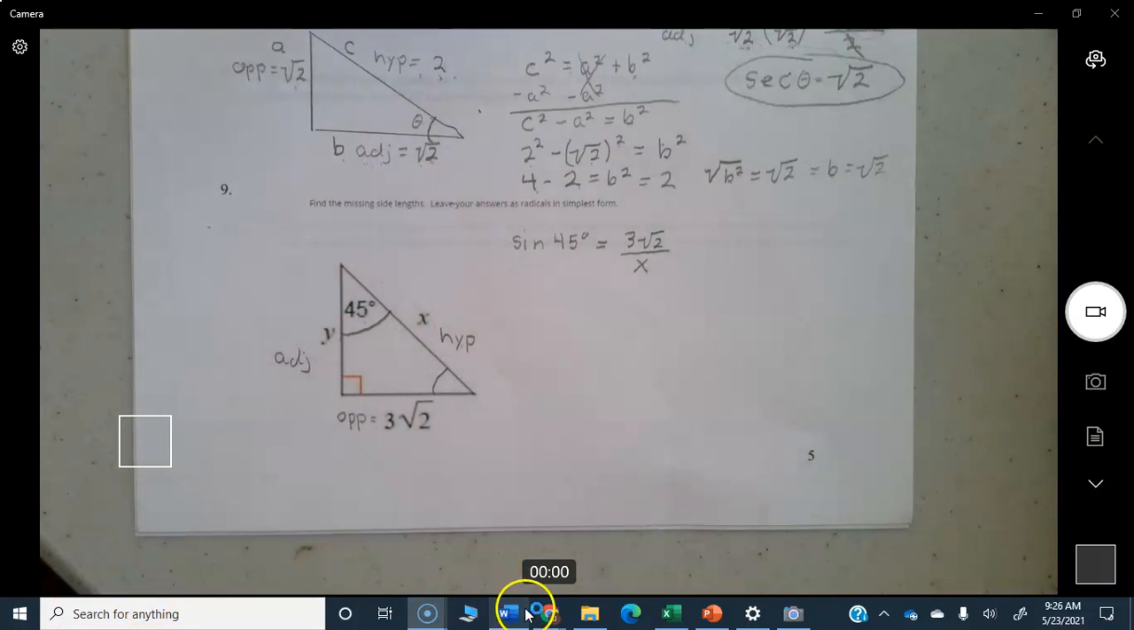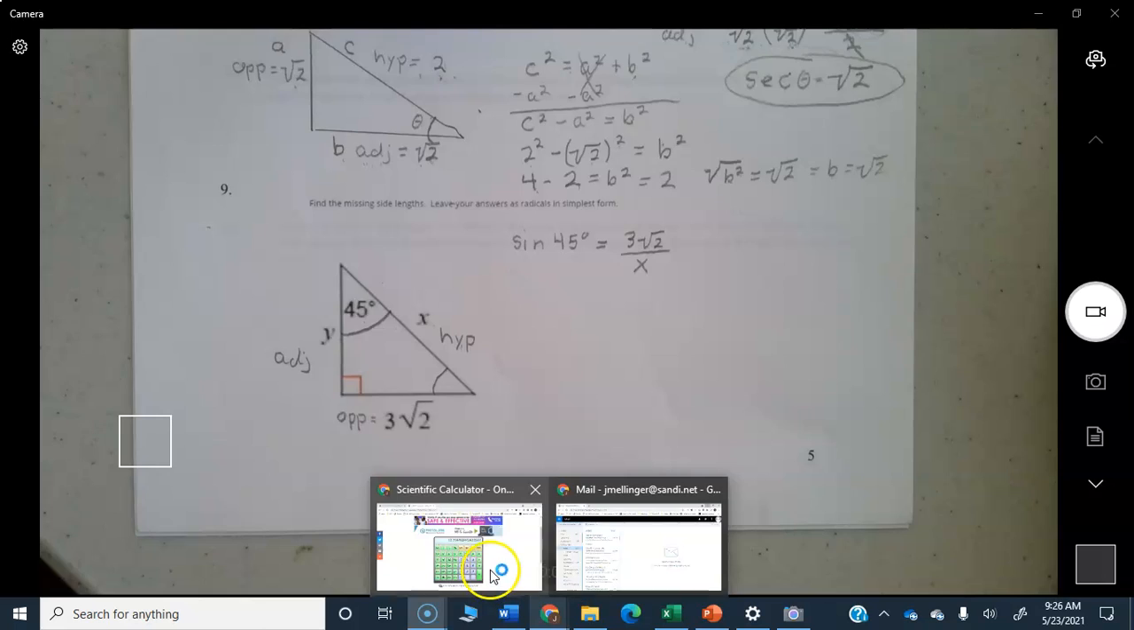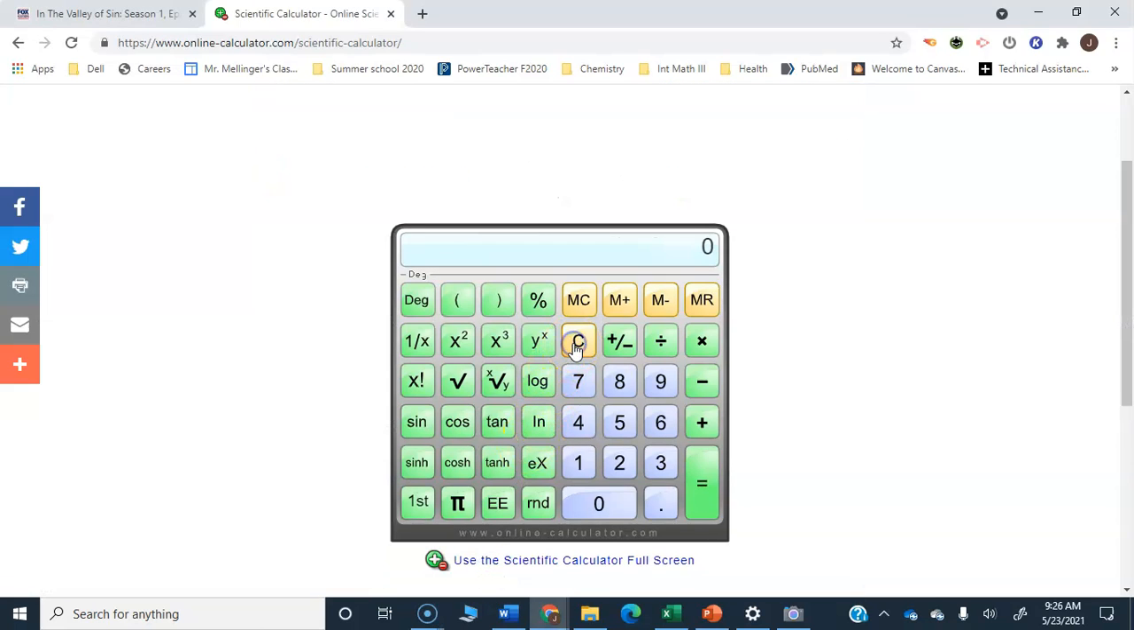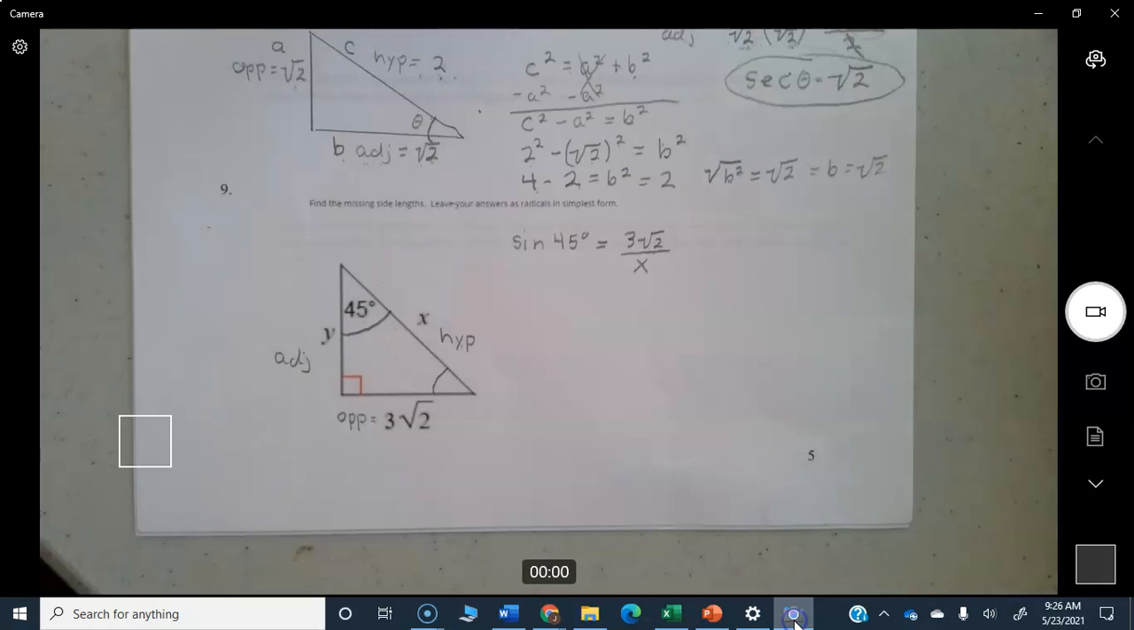So sine of 45, come up here. Okay, so it's 45 degrees. Again, you want to be sure your degree over, this is set to DEG. If it's set to RAD, it's wrong. You got to just click it and set it to DEG. So 45 degrees, and we want the sine of that. So that gives us 0.7071. So I'm going to go back.